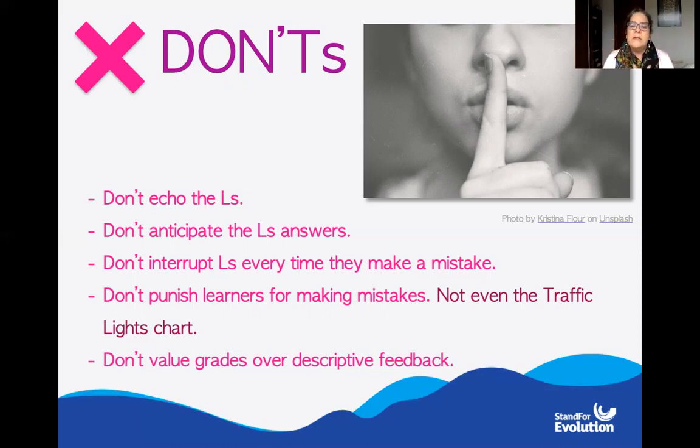Don't interrupt learners every time they make a mistake. Don't punish learners for making mistakes. Not even the traffic light thing that you put, okay, you make a mistake, you have a red thing, you have a yellow thing, you have a green thing. No, we are all learning here. We make mistakes. We teachers make mistakes. They make mistakes. It's okay. Move on. We make mistakes because we try. We try to do things, and it happens that we make mistakes. Okay? And don't value grades over descriptive feedback. It's much better to have a conversation with the learner than to give them a grade.